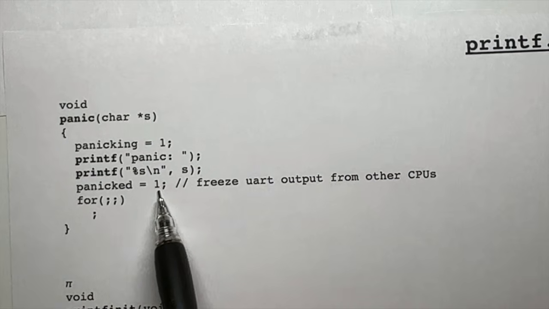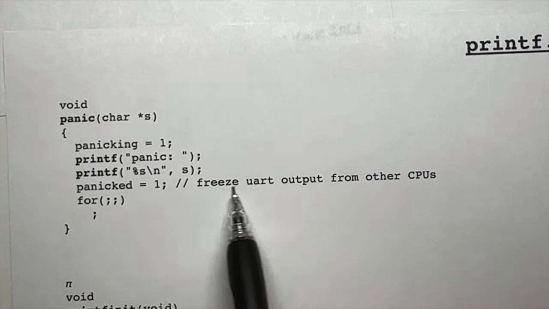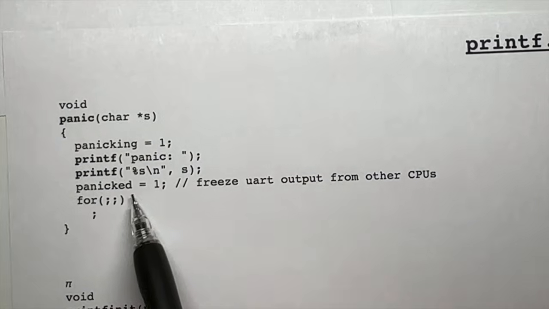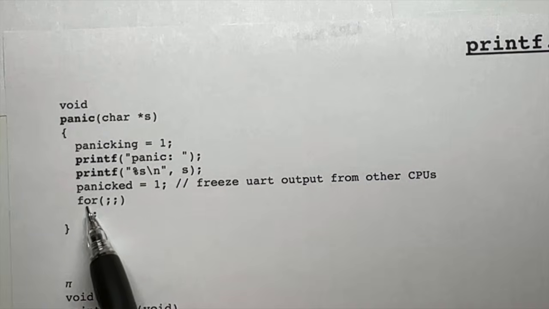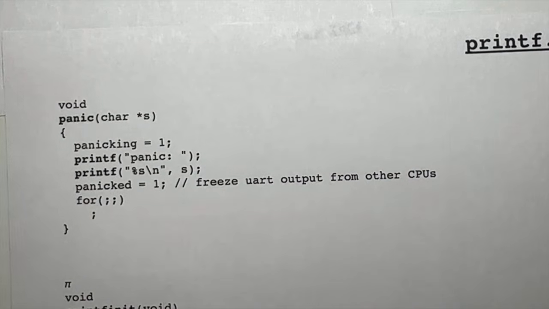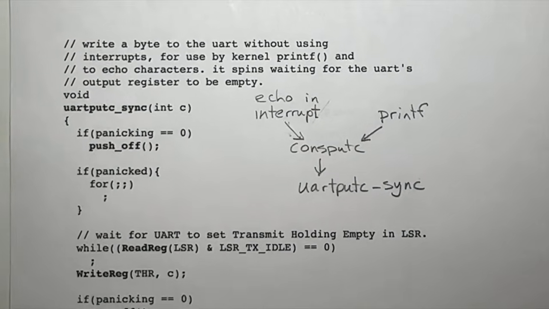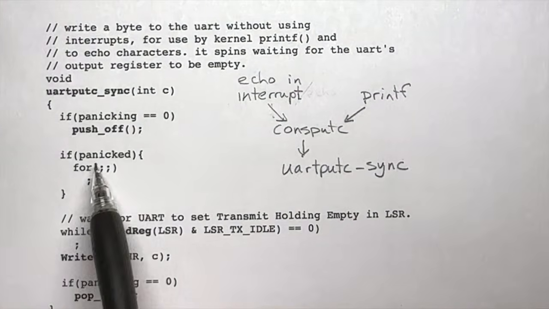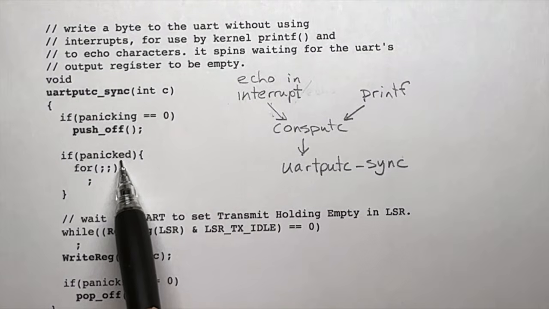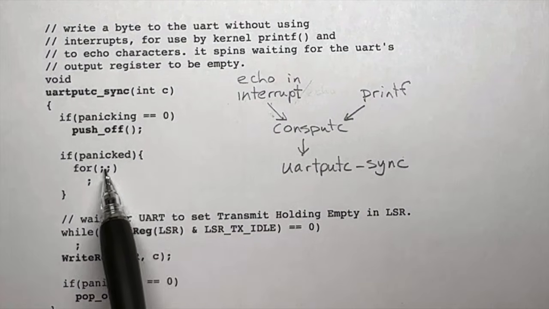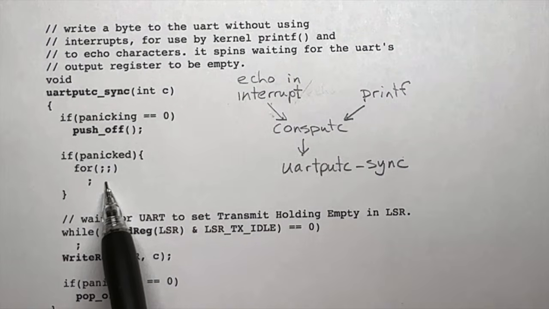The purpose of this flag is to stop all further output, so the panic message is the last thing printed. Then it freezes this process by going into an infinite loop. Now let's go back to UART putc sync. So if we've had a call to panic somewhere else, and the previous error message has finished printing, and we're now in this function trying to print something, we'll see that panicked has been set to true. So we'll just lock up this core by going into an infinite loop.